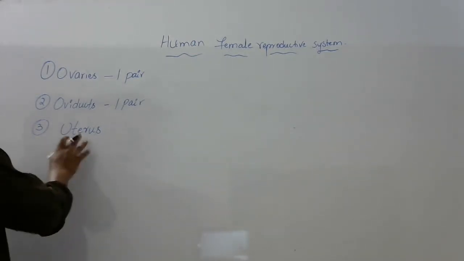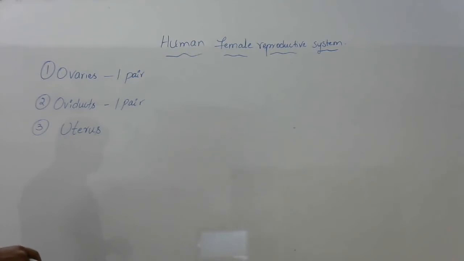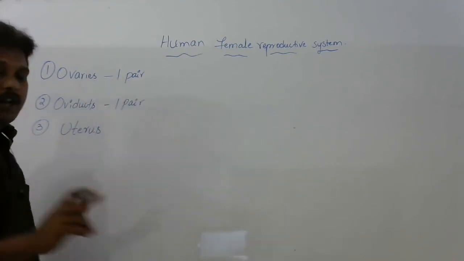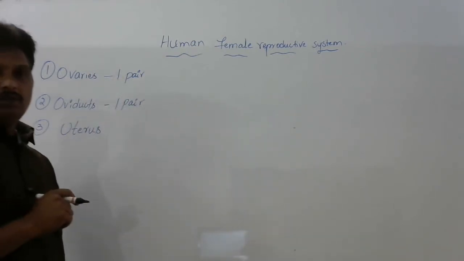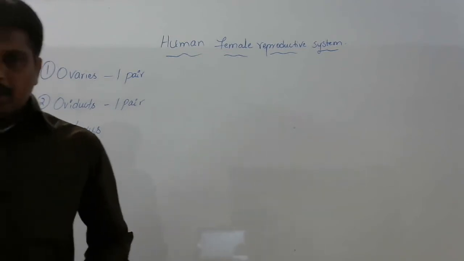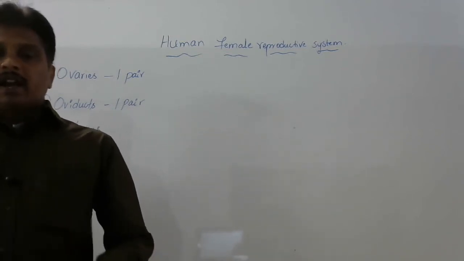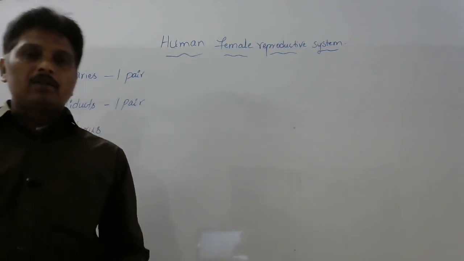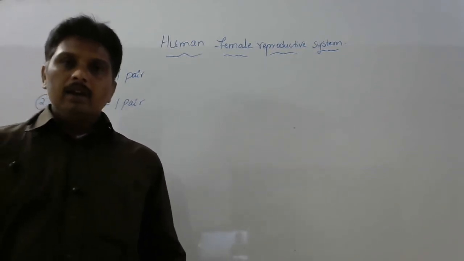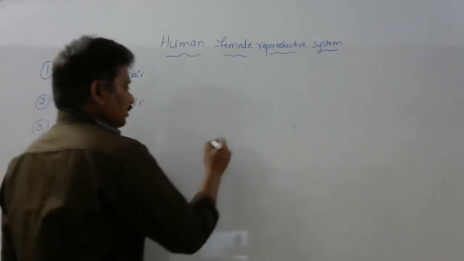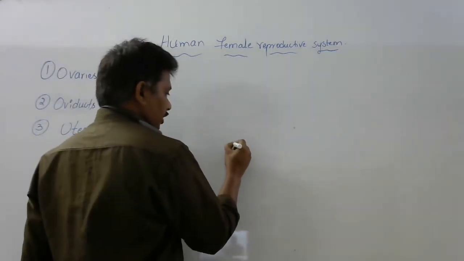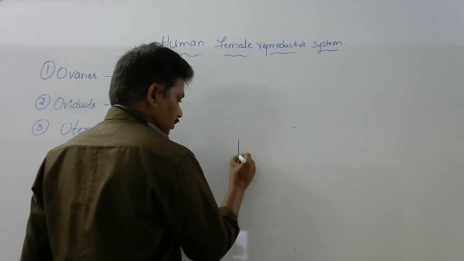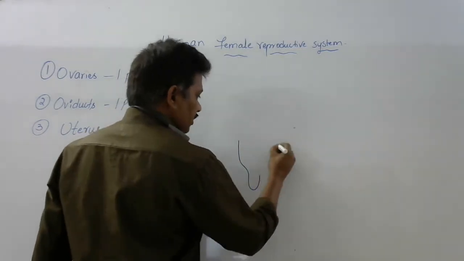The uterus is a muscular sac-like structure. Ovaries: a pair of ovaries are present, located in the abdominal cavity on either side. One is on the right side, another is on the left side in the abdominal cavity. Now we will see the structure of the human female reproductive system.